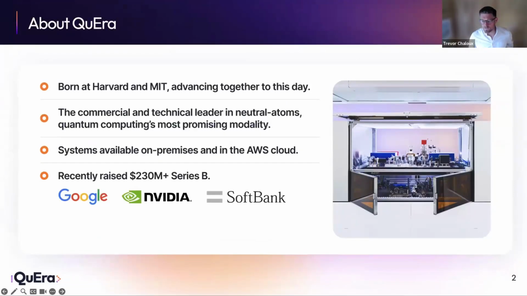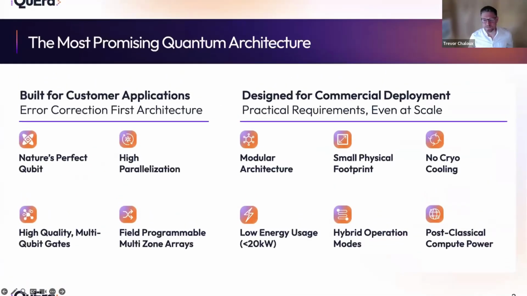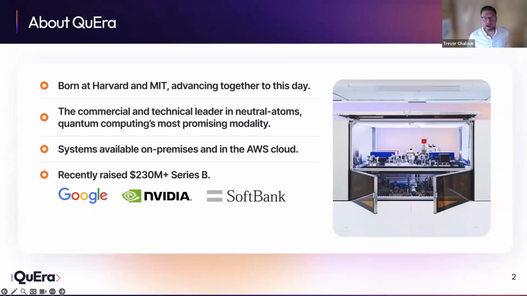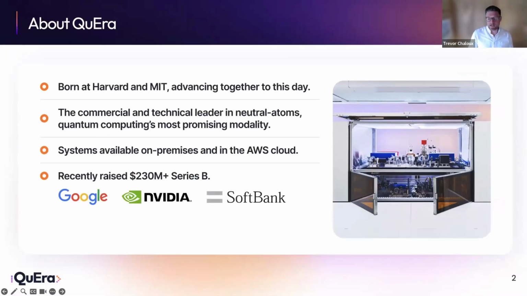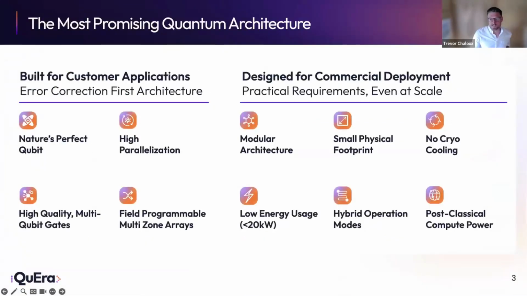We consider ourselves the technical and commercial leader in neutral atom platforms. We think this is one of the most promising modalities in quantum computing. Apologies, my slide keeps automatically advancing here on me. We have systems available on-premise and in the cloud as well. And we recently raised $230 million in our Series B round earlier this year, which is allowing us to move our scientific advancements from our academic partners into commercial opportunities.